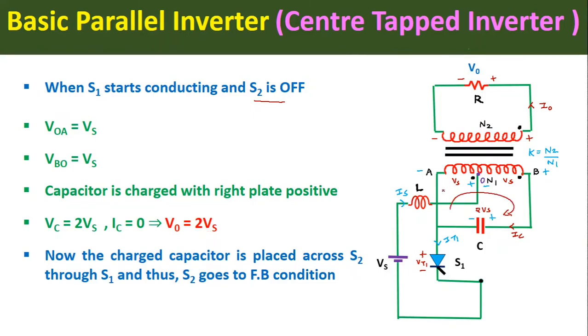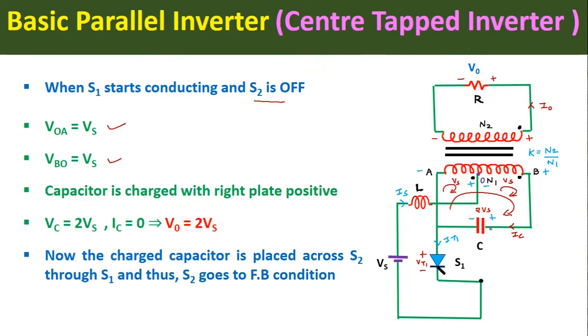First we will apply KVL in this loop. When we apply KVL in the first half of the primary winding, starting from this source voltage Vs, we will get VOA equal to plus Vs, and when we apply KVL for the next half of the primary winding, starting from the source voltage Vs, we will get VBO equal to plus Vs. Now considering these voltages, that is VOA equal to Vs and VBO equal to Vs, when we apply KVL in this inner loop, considering the capacitor voltage, we will get capacitor voltage Vc equal to plus 2Vs, and this polarity of the voltages is considered positive here.